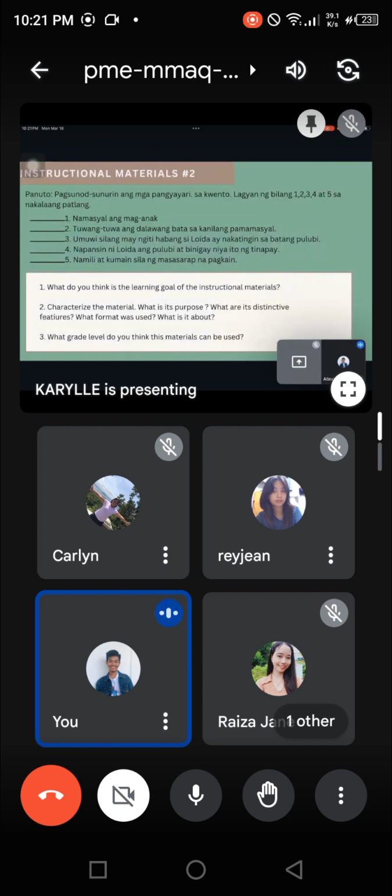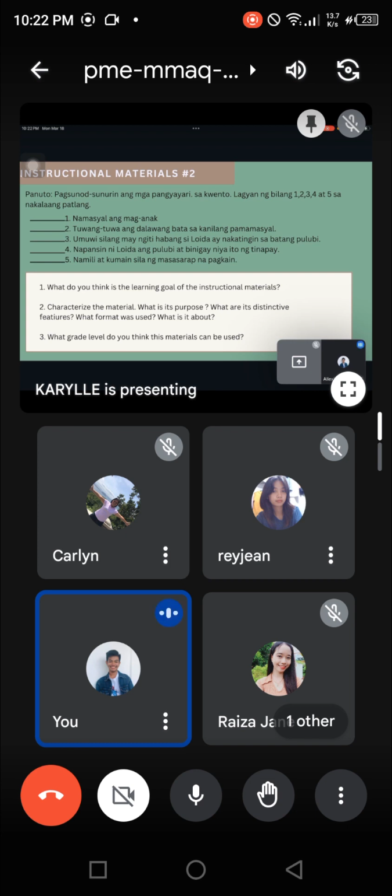First instructional material. So ito po yung second. Panuto: Pagsunud-sunurin ang mga pangyayari sa kwento, lagyan ng bilang 1, 2, 3, 4, 5 sa nakalaang patlang. So dito naman po, kanina nga po merong unang instructional materials na kung saan pwede natin tong ipadala sa mga bata natin. So katulad po ng activities na to, pinagsunod-sunod po nila kung ano po yung pangyayari.